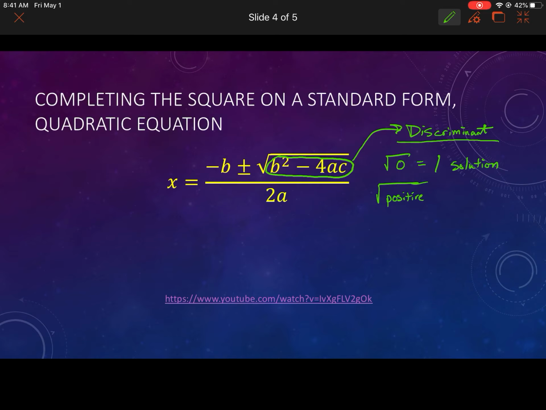Now the more common scenario is we end up with some positive number. If you end up with a positive discriminant, this is our typical situation where we're going to have two solutions as normal.